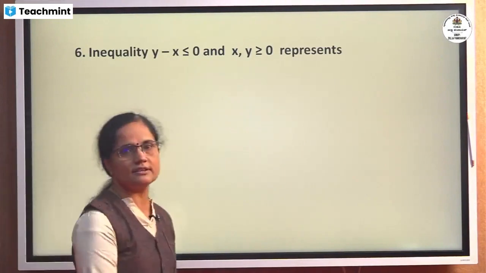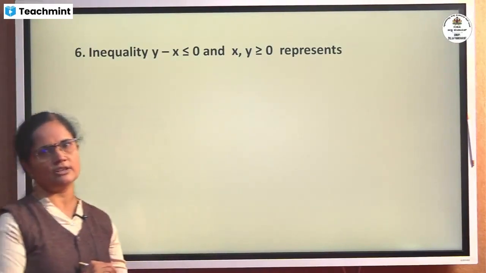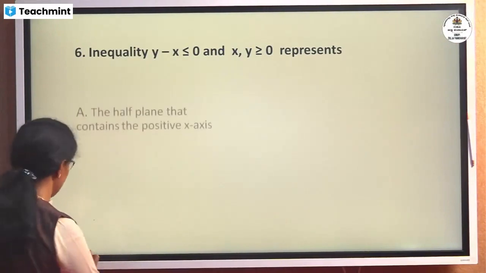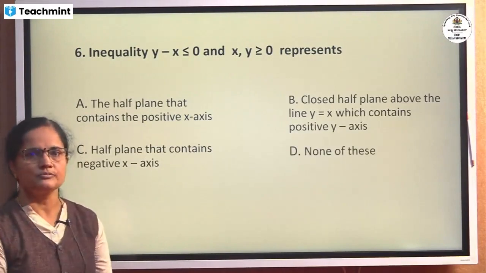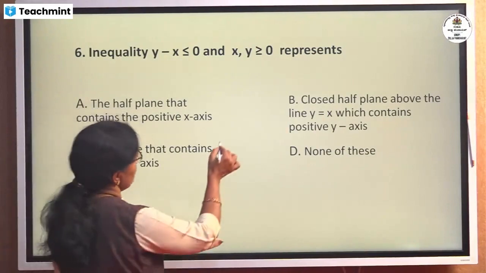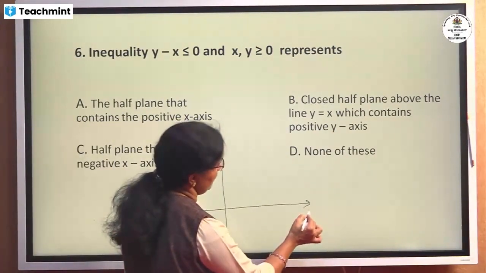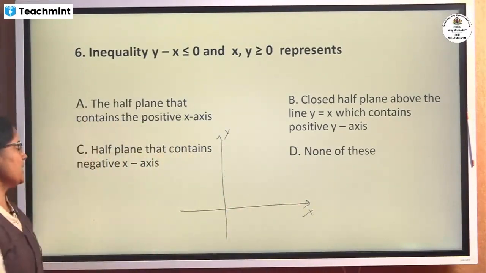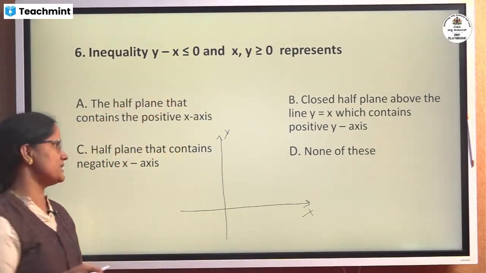Y minus x. This is from linear programming problems. Y minus x lesser than or equal to 0. The inequality represents what? That you have to decide. So, all these are the options given in the exam. Okay. Inequality y minus x is lesser than or equal to 0. So, better to draw the graph for this type of inequalities. So this is the x-axis and this is the y-axis. So non-negative constraints are there. Therefore, you have to take the solution in the first quadrant itself.